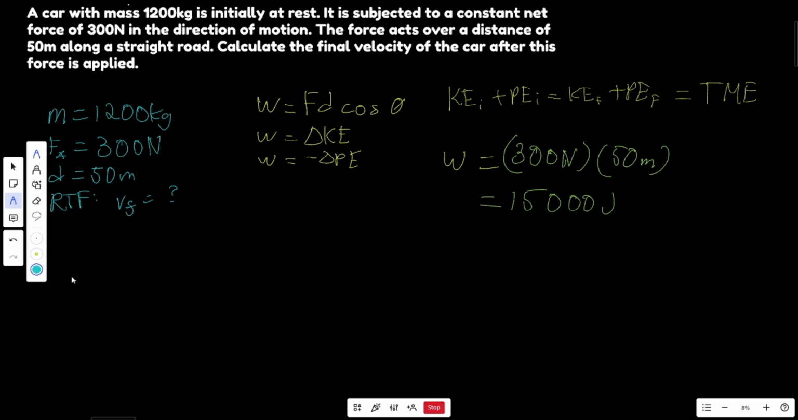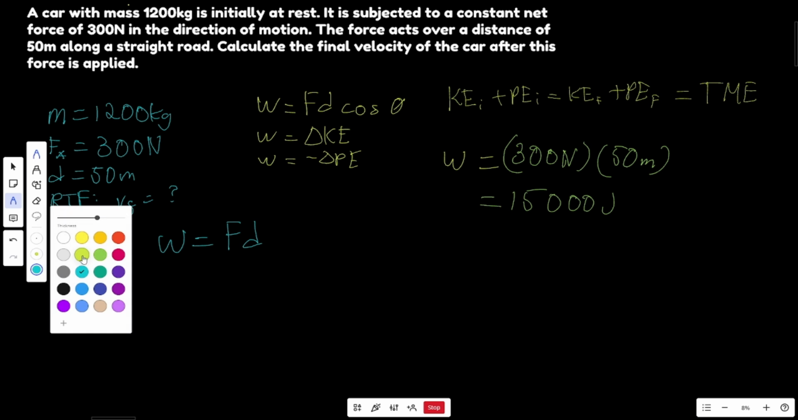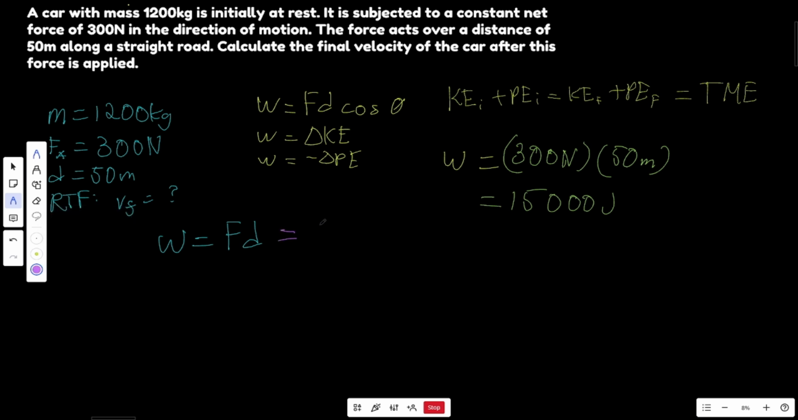Allow me to use the blue and the purple. So we know that work is equal to FD, and we also know that this should be equal to the change in KE, which is described as KE final minus initial. And this is also equal to the delta KE.